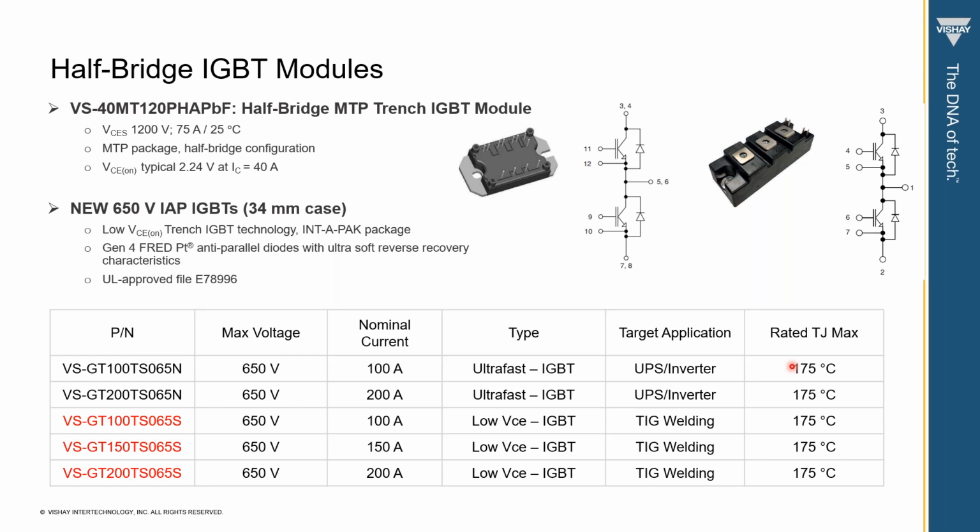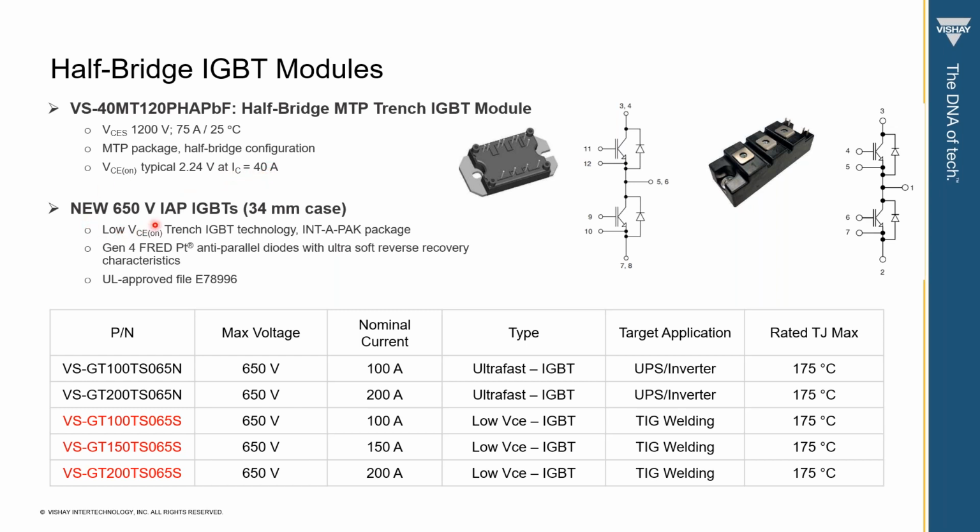Besides the Gen 5 rectifier module, we also offer other types of power module. For example, the bridge rectifier module, IGBT module, MOSFET module, and also the thyristor module. In this slide, we'll show an example of our half bridge IGBT module. The first one is the half bridge MTP trench IGBT module, with the voltage of 1200 and the current of 75 amp in the MTP package, half bridge configuration. And the VCE typically is 2.24 at the IC current of 40 amp.